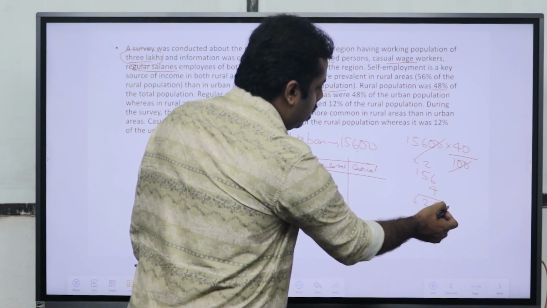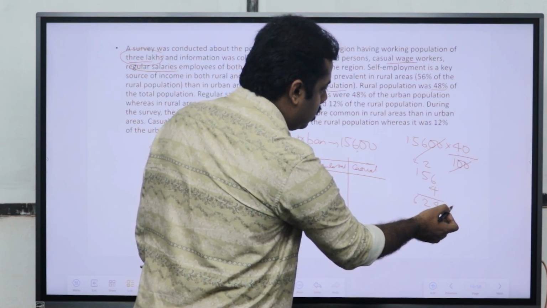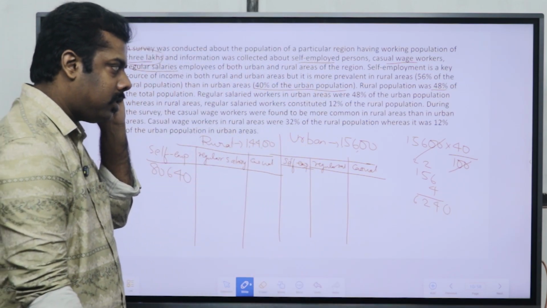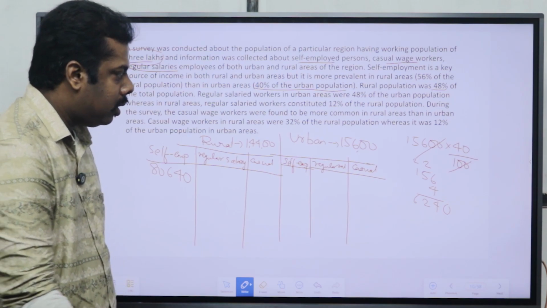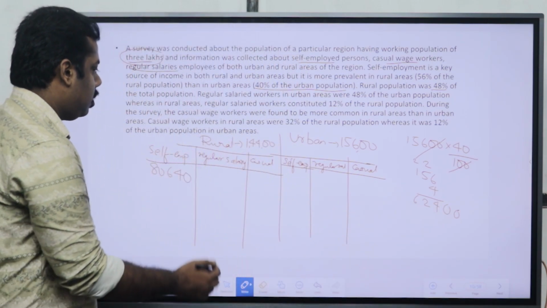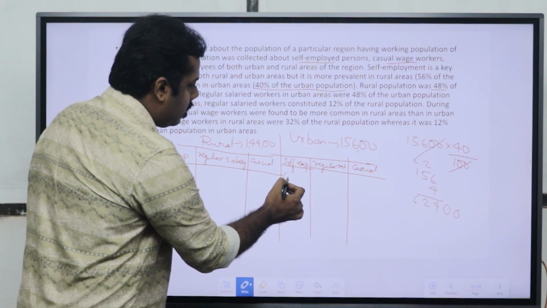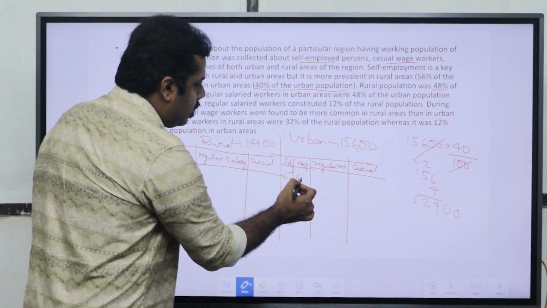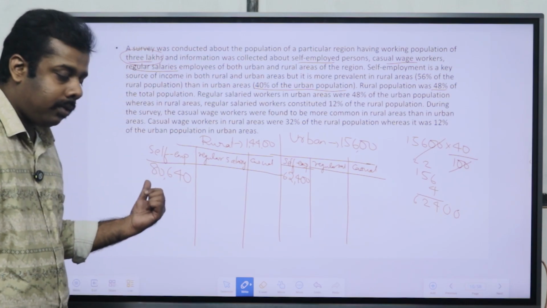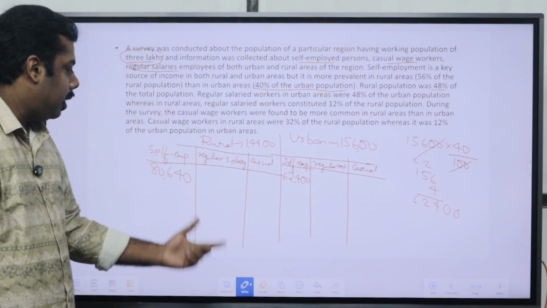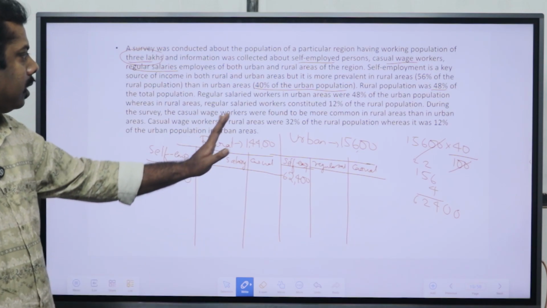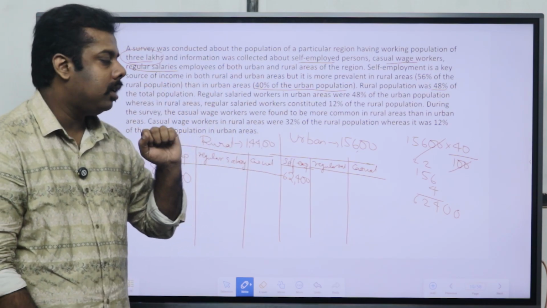156 into 4 is 624, so it is into 40. So what is that going to give us? It is going to give us 62,400. So we understood that the self-employed people here are 62,400, while in the rural area it was 80,640. So that part, I hope, is clear.